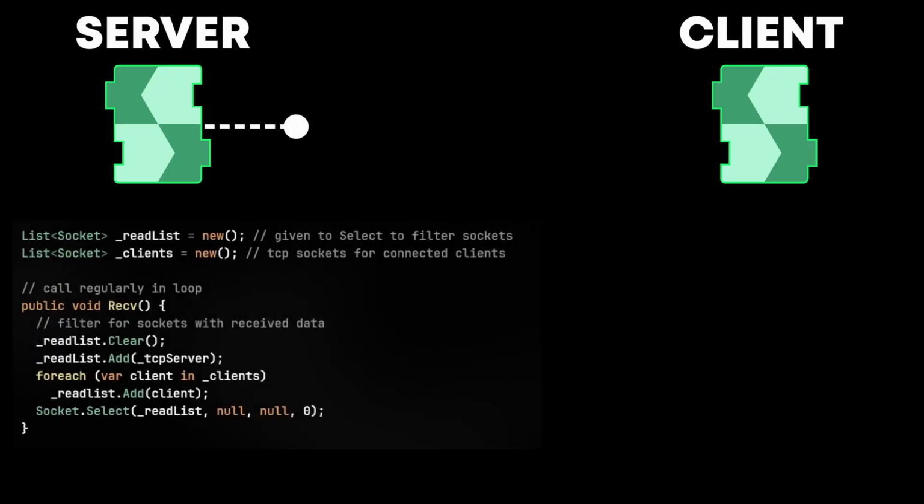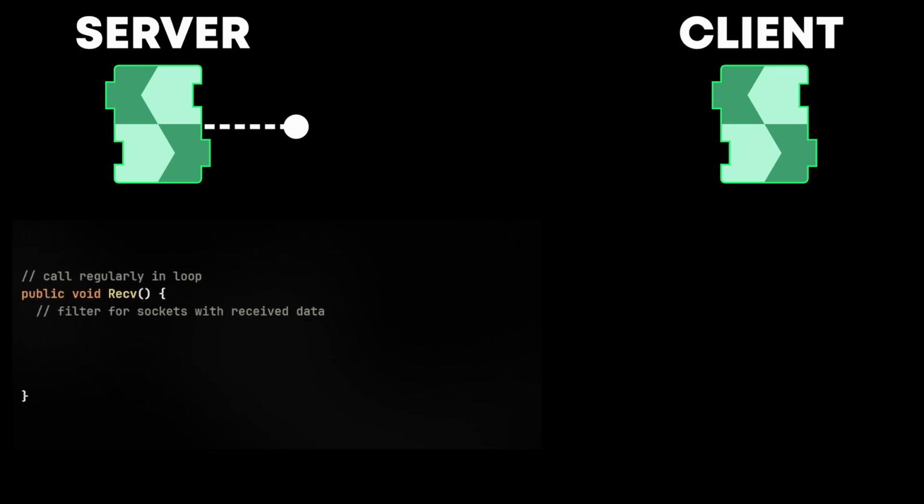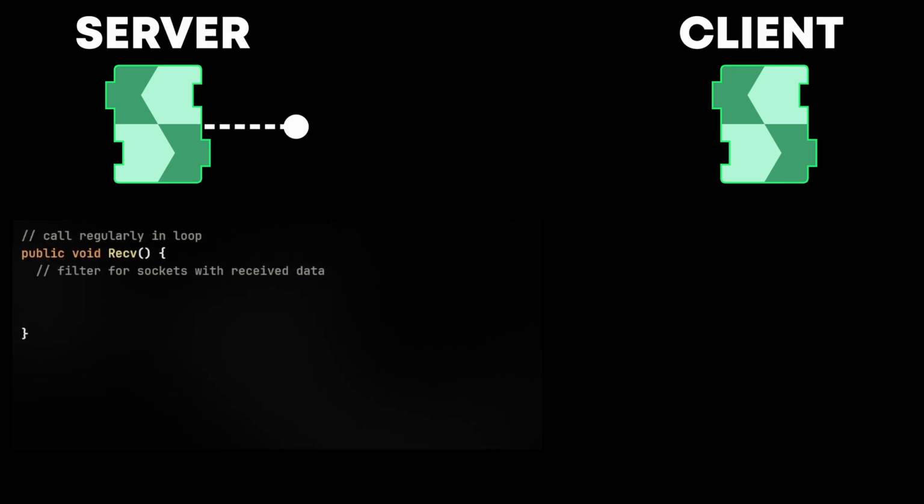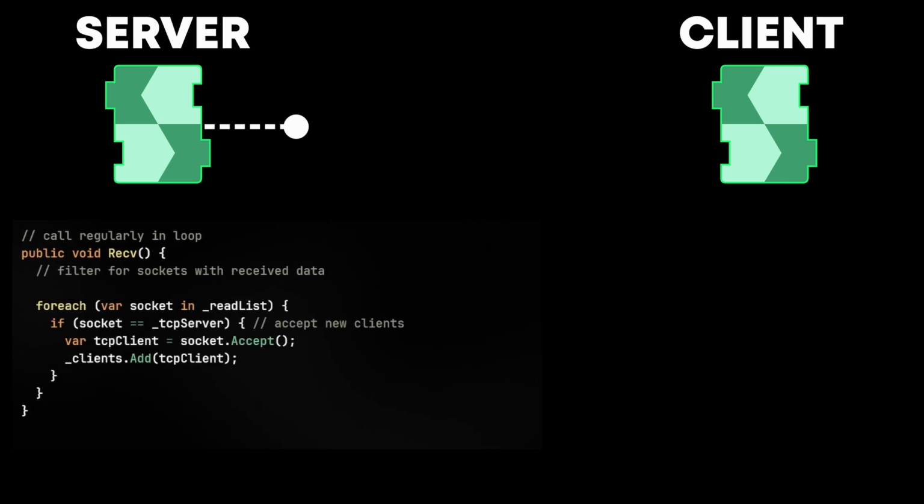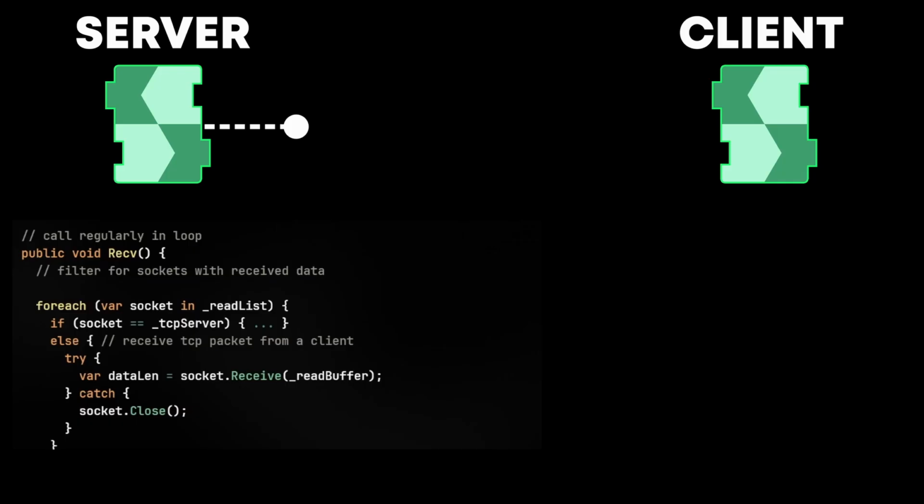Since the server will be dealing with multiple sockets, I'll use select to filter for ones that have data waiting on them. If that first waiting list socket is included, that means a new client is trying to connect. And otherwise it means that an already connected client has sent something.